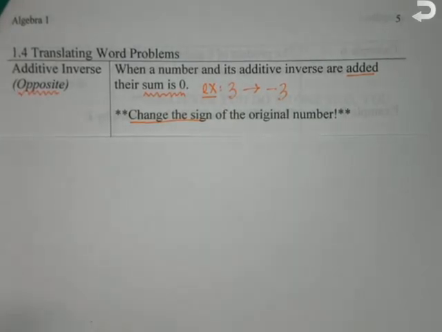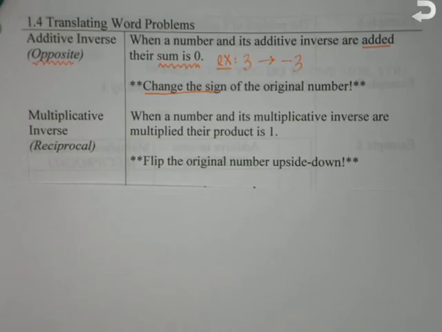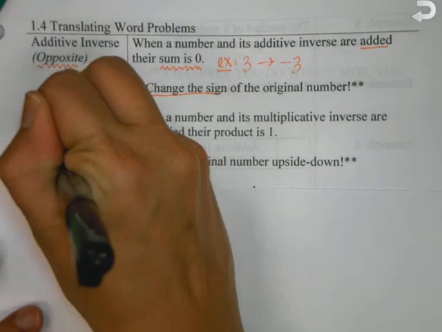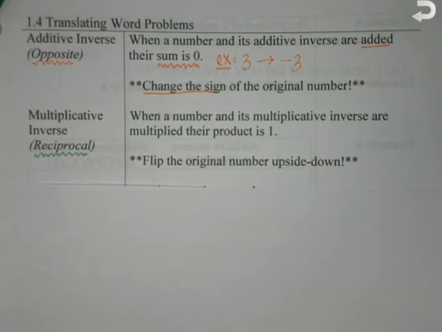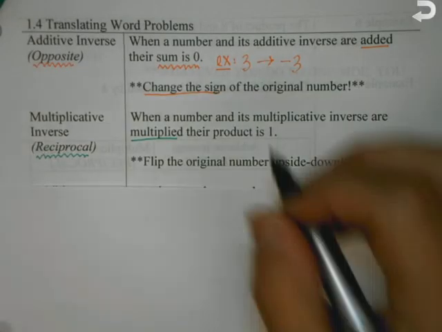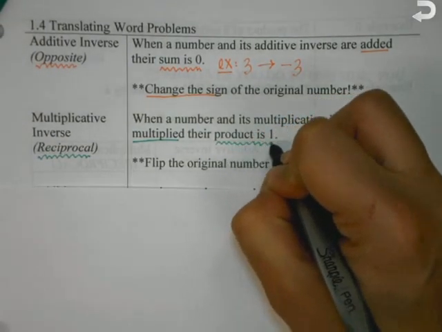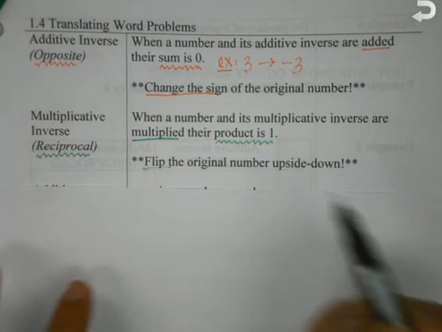Okay, next definition is multiplicative inverse. Another word for multiplicative inverse is reciprocal. That word should sound familiar to you. When a number and its multiplicative inverse are multiplied, their product is 1. Okay, and that means that my numerator and denominator are going to be the same, and my other denominator and numerator are going to be the same. So how do I find the reciprocal? Your trick is to flip the original number upside down.